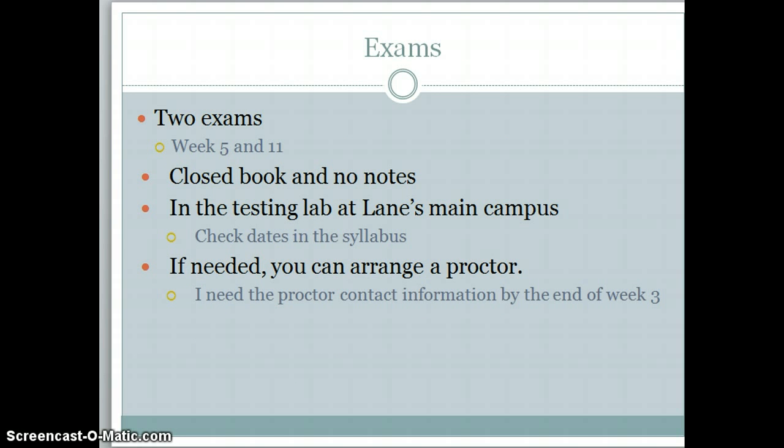There are 2 exams. I typically do an exam on week 5, and that means the first 4 weeks will be tested, and then there's no new work on week 5. And then a week 11 exam, which is the regular exam time. The final exam is cumulative, so it will include questions from the first half of the term as well. The exams are closed book, and you cannot use any notes. The exams are given in the testing lab on the main campus at Lane Community College, and you'll need to check the dates again in the syllabus or in Moodle, and Moodle is our course management system.